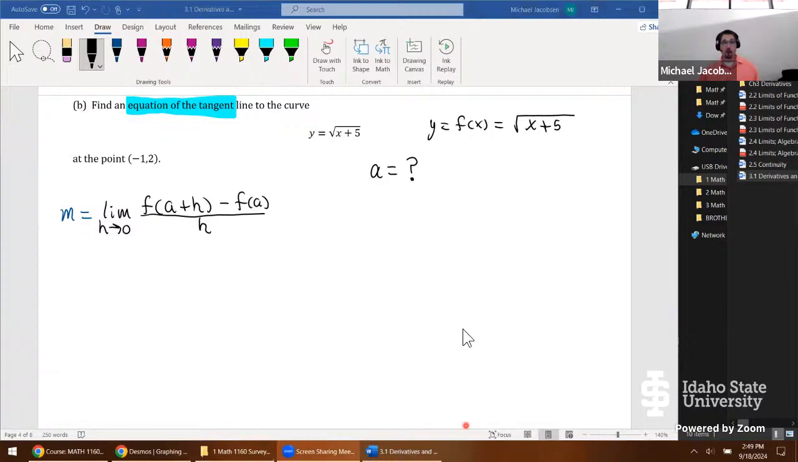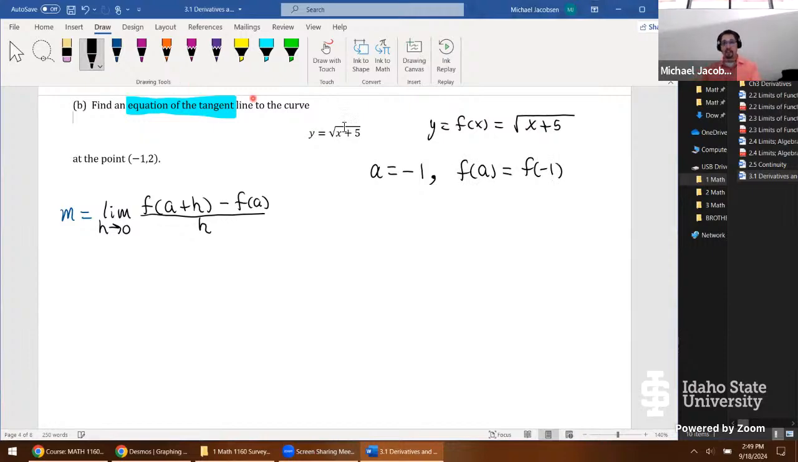Good call, Emily. It's always that first coordinate, -1. So we'll put -1 in here for A. Once I get that eraser going, there we are. So A in this problem is -1, and that means f at A is really just f at -1.